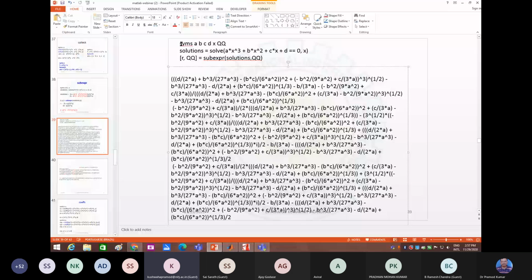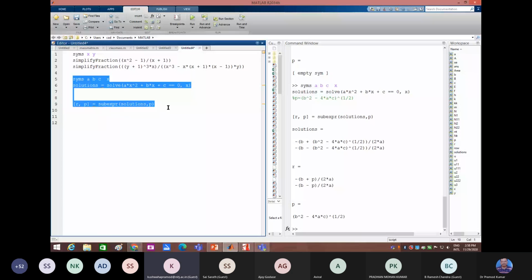Let us first solve this equation. Ax cube plus bx square plus cx plus d is equal to 0. Okay, and then we will substitute. Let us try. How many people will be able to solve this equation? First try this one, because it is a very complex solution.